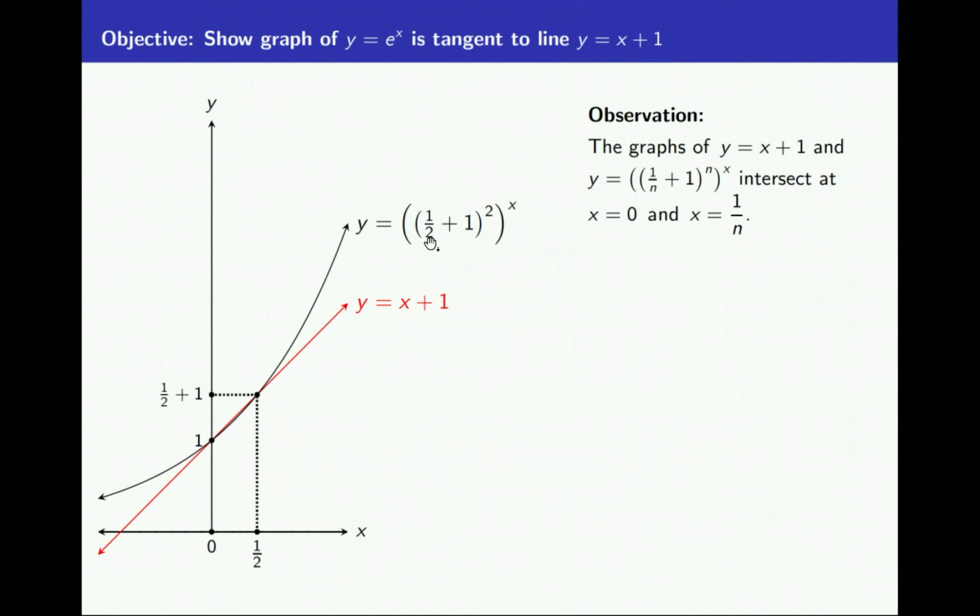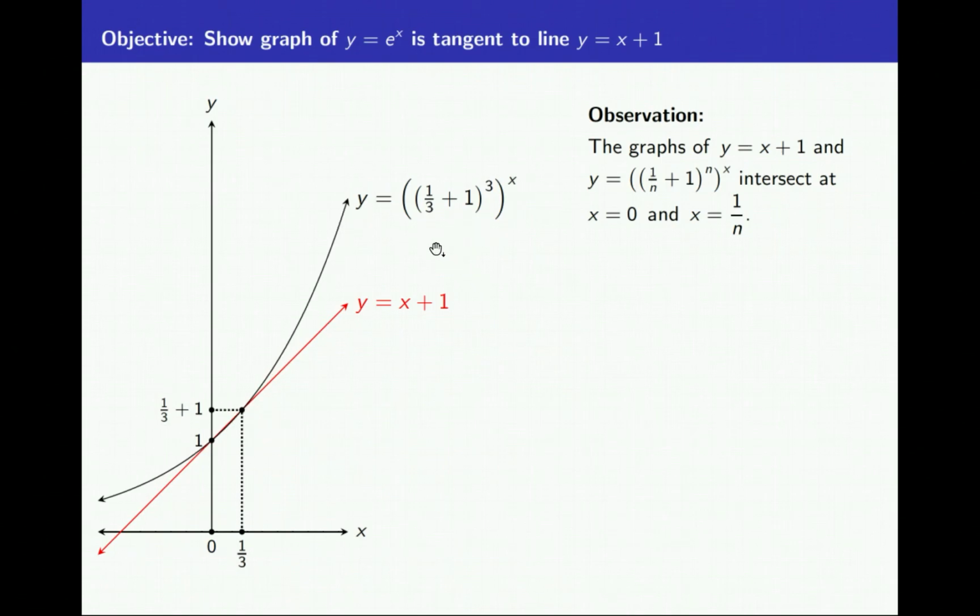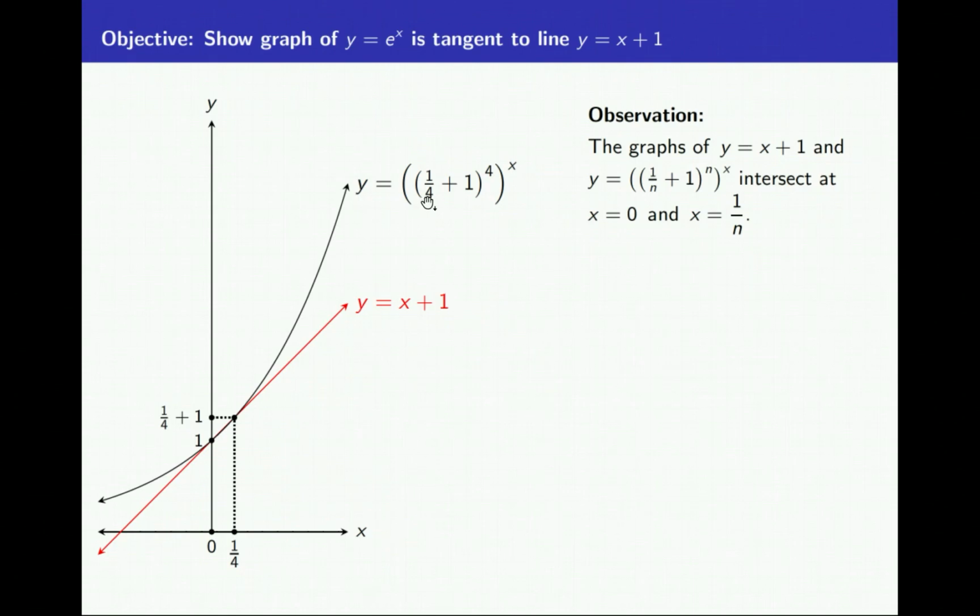So now let's increase n from 2 to 3. So this base is going to become slightly larger. We have y equals 1 over 3 plus 1 to the power of 3, whole thing to the power of x. And the graph of this exponential function crosses our red line at x equals 0 and x equals 1/3. Now let's increase n from 3 to 4. We get y equals 1 over 4 plus 1 to the power of 4 to the power of x. And its graph crosses our red line at x equals 0 and x equals 1/4.